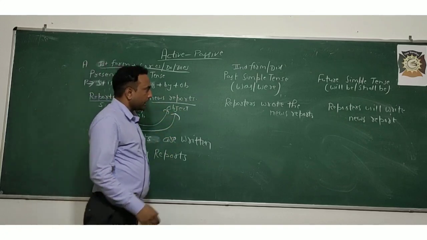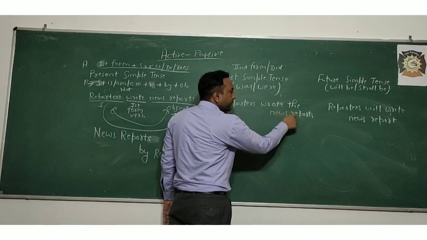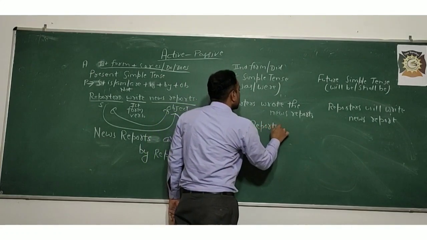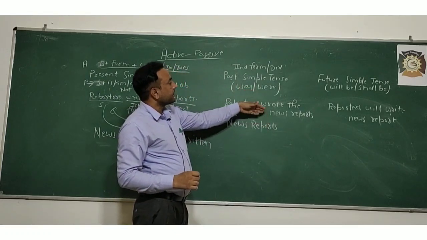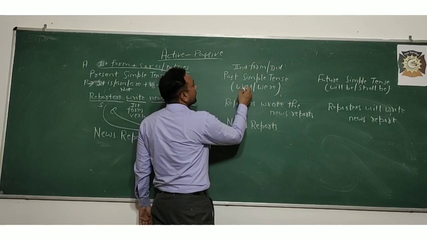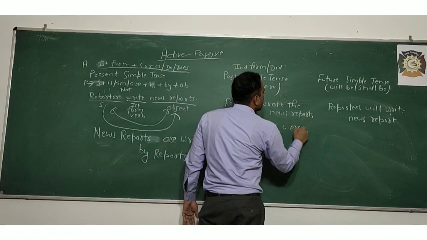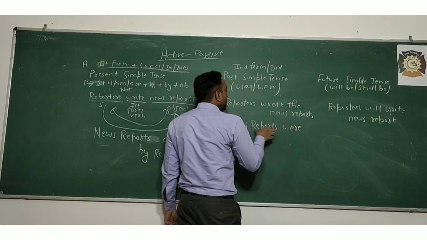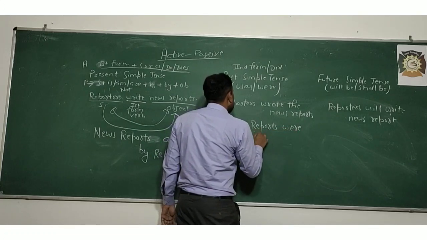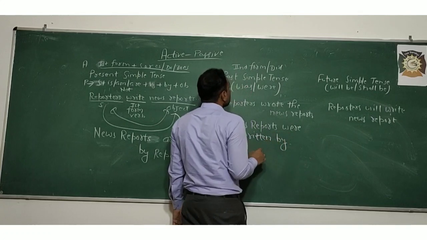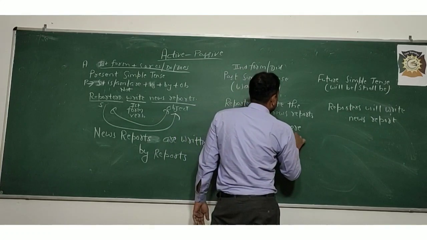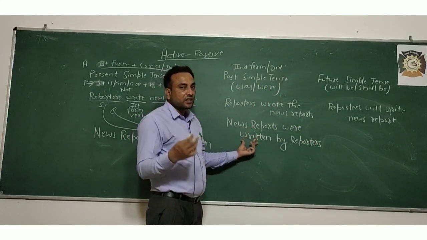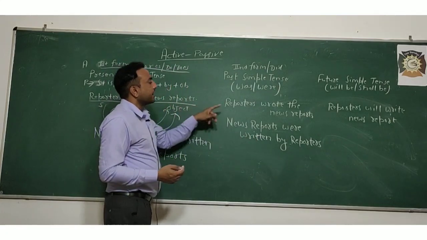In the same way, reporters wrote the news reports. What is the helping verb in passive voice? I will write here the formula. News reports were, because reports is a plural noun, and with a plural noun in past you use were. News reports were written by reporters. Written is the third form of the verb; here it is write and here it is wrote.